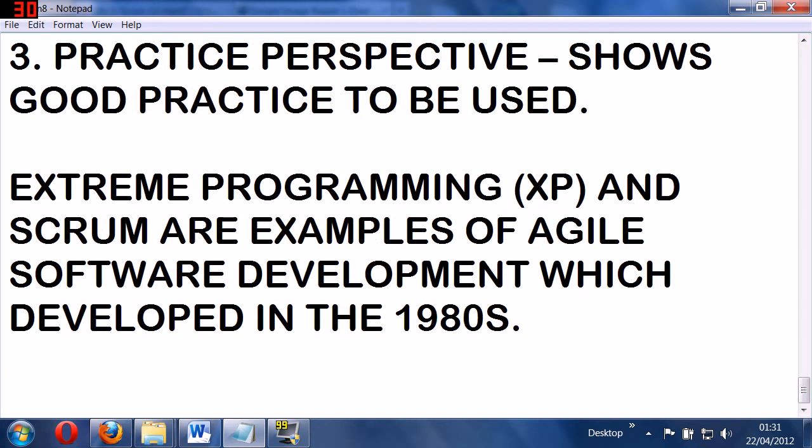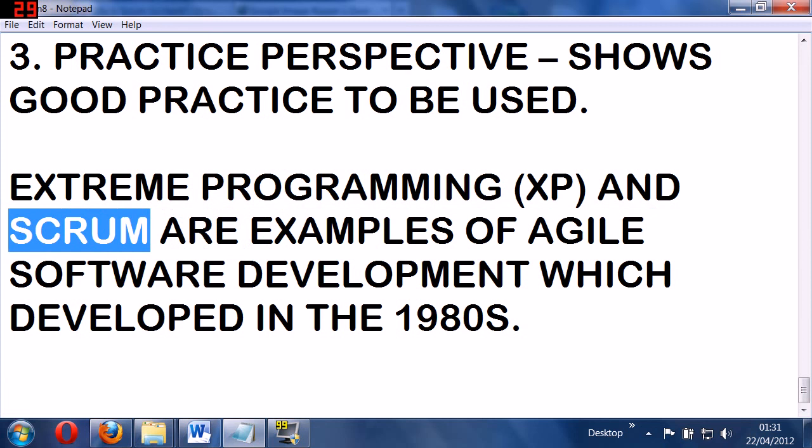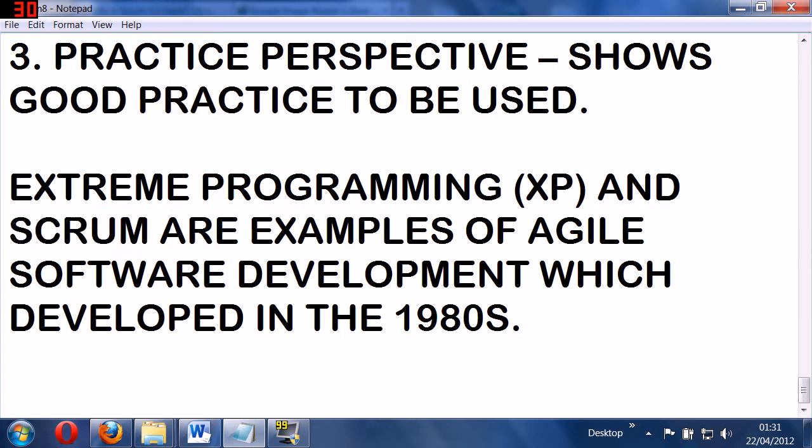Remember that guy at the beginning I showed you? If you want to find out about Scrum, it's actually a term derived from rugby. You might want to look into that lesson I showed you at the beginning. There's extreme programming, which is very, very popular. These are examples of agile software development, which we'll talk about later as well. This is like a little snippet into the next section.